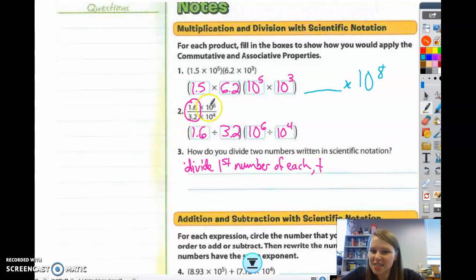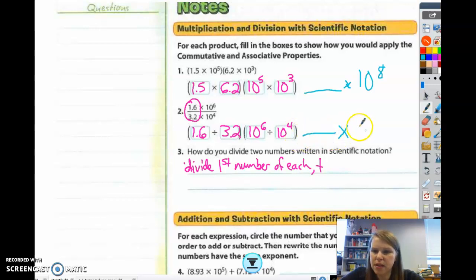So this next one is a little different because we're doing a division problem, but I see that there's 10 to the 6th and 10 to the 4th. So what I'm going to do is I'm going to group these first numbers together, 1.6 divided by 3.2, and then this is times, because I see that it's multiplying on both sides, so this is a times in between. 10 to the 6th, 10 to the 4th. So I put 10 to the 6th and 10 to the 4th. So if we were to do this problem, we'd take 1.6 divided by 3.2 in our calculator.